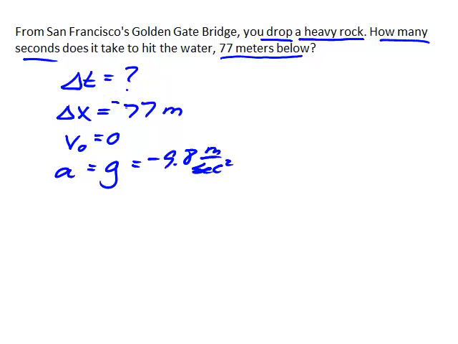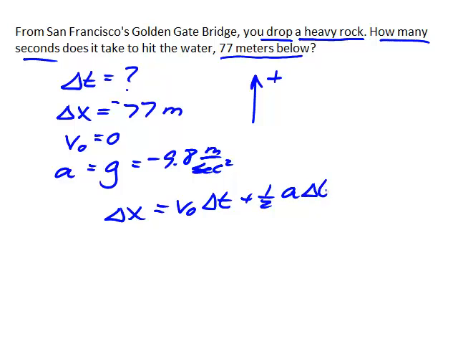Now, the delta x and the acceleration both have negative signs on them because we're defining up to be the positive direction. So when we start with our full equation, delta x is equal to v naught delta t plus 1/2 a delta t squared. Our v naught is 0, so we are left with delta x is equal to 1/2 a delta t squared.